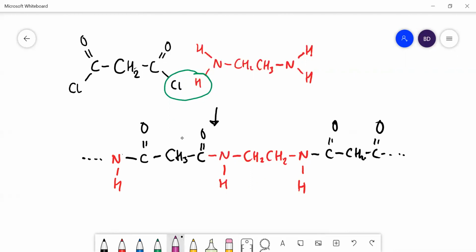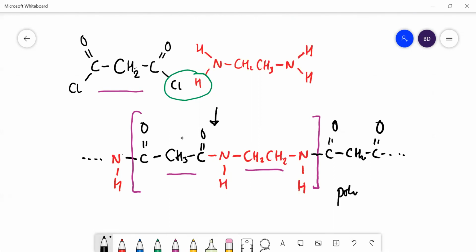Let's start off the repeating unit here, the start of the diacyl chloride monomer. You're going to get all that, then you get the amine bit, and it's going to stop there. That's the repeating unit in there between the purple brackets, and that's called a polyamide.